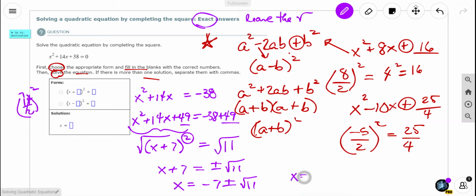Actually, I think Alex is going to make you do this anyway. Negative 7 plus the square root of 11, comma, negative 7 minus the square root of 11. These are the two roots, and if you were to actually get their decimal value, you would see that that is where they cross the x-axis. Okay, let's go to the next one.